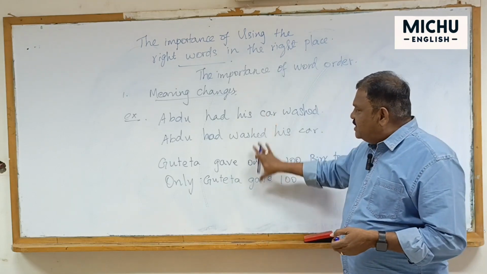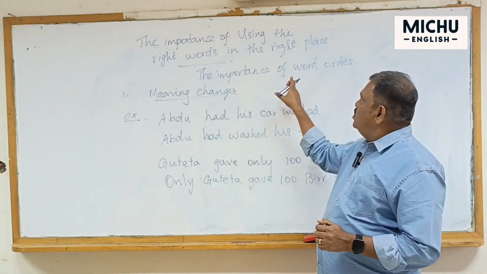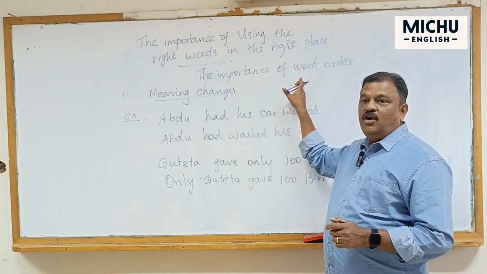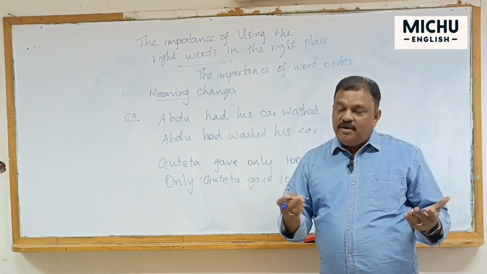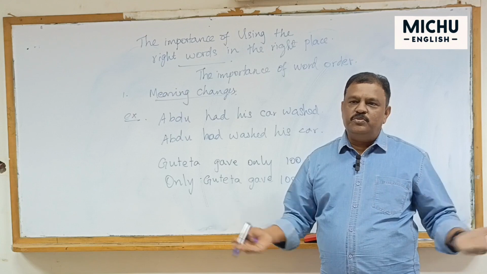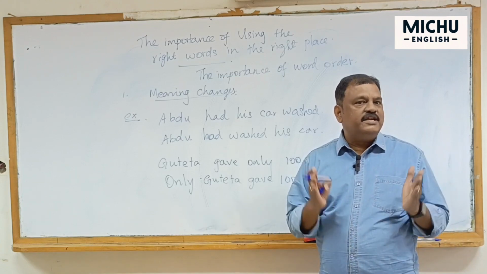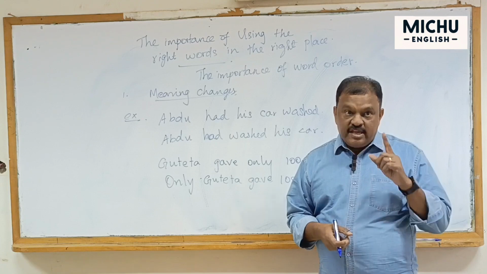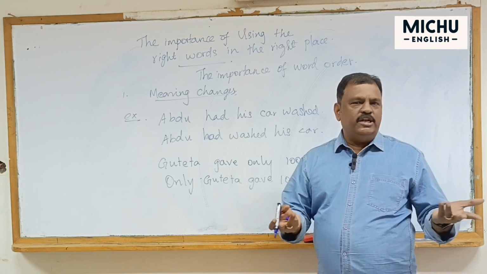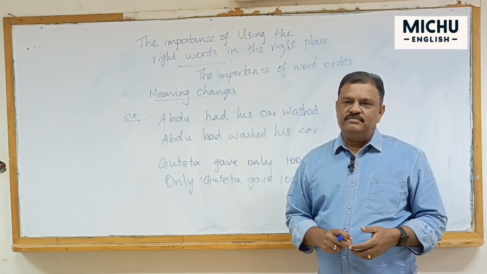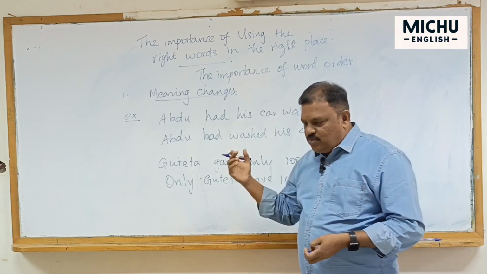So these types of changes in the meaning will take place if you do not know the word order when you write. In writing, you will not be there to explain to anybody to whom you are writing. So you need to use the words rightly in the right places. Take care of these things when you write English. I believe even in your language, it should be the same. Yes or no? Right. So we'll move to the other one.